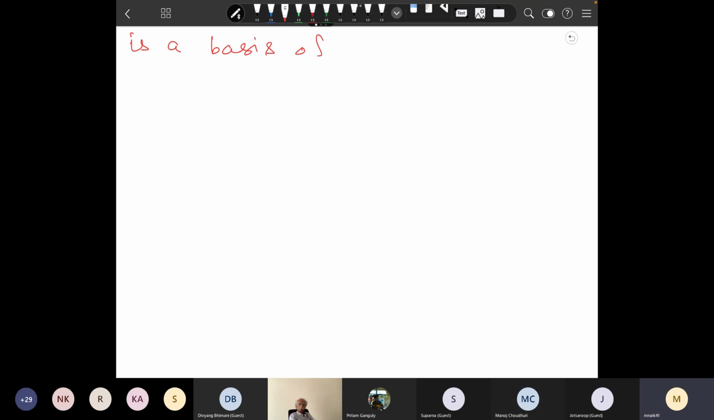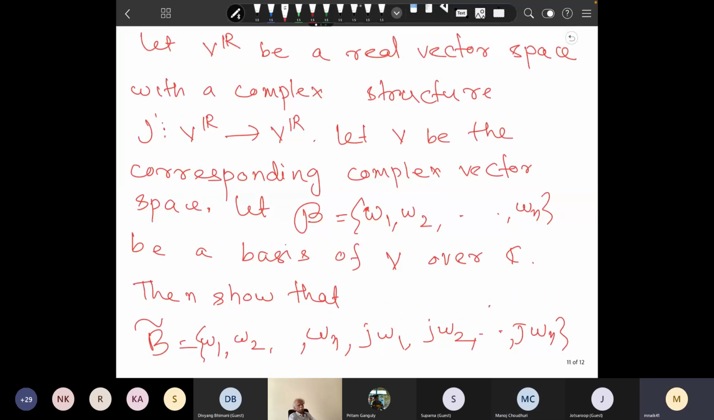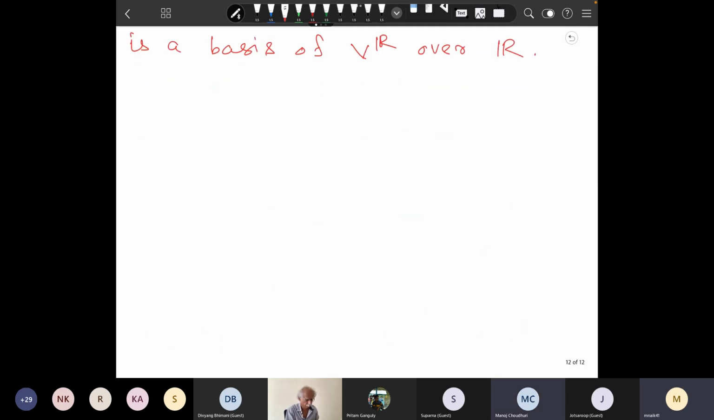Can you just go back to the last line? I am saying that V_R is a real vector space with a complex structure J from V_R to V_R. So we can make it a complex vector space, and I am calling that V. Suppose W1, W2, ..., Wn is a basis of V over C. Then this set W1, W2, ..., Wn, J of W1, J of W2, ..., J of Wn is a basis of V_R over R.